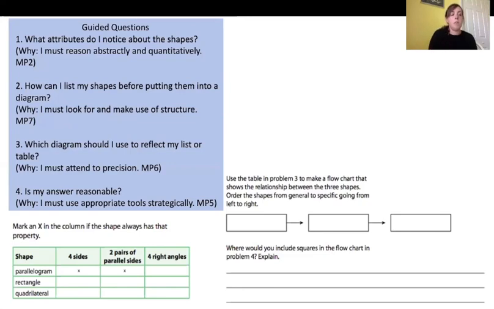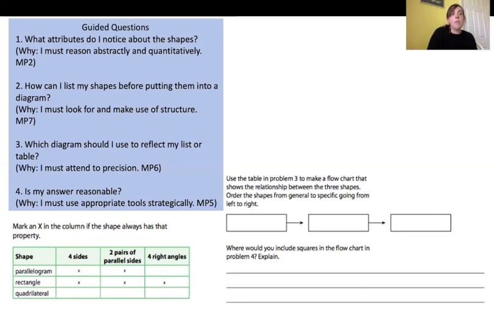What attributes do I notice about a rectangle? It has 4 sides. It has 2 pairs of parallel sides. 4 right angles. Yeah, a rectangle has 4 right angles, so it has every single one. That's pretty specific, okay, because it has a lot of those attributes.